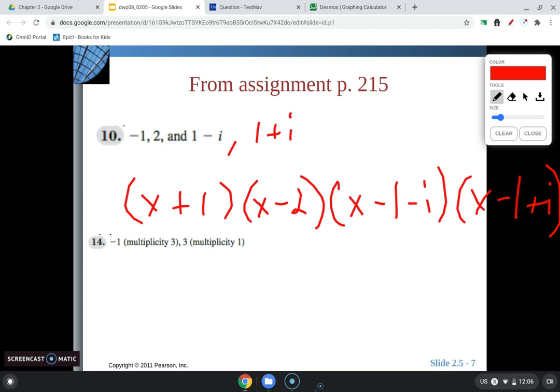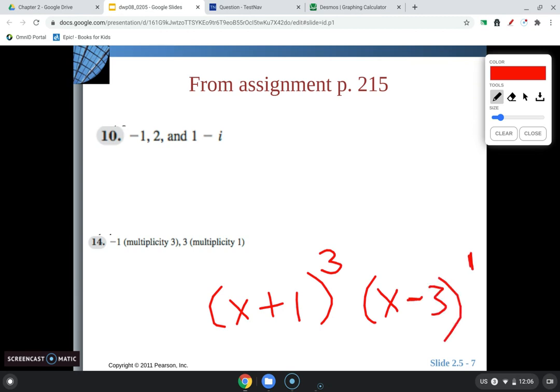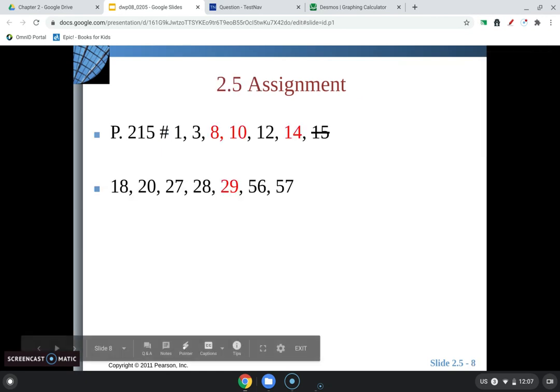Number 14 wants us to write the function, and it gives us some multiplicities. So negative 1 with a multiplicity of 3, so that would be x plus 1 to the third. And then 3, so x minus 3 with a multiplicity of 1. We put a 1 there or not put it there, and there you go. All right, so this is giving you the zeros and then working to find the equation. And we can do that in factored form.